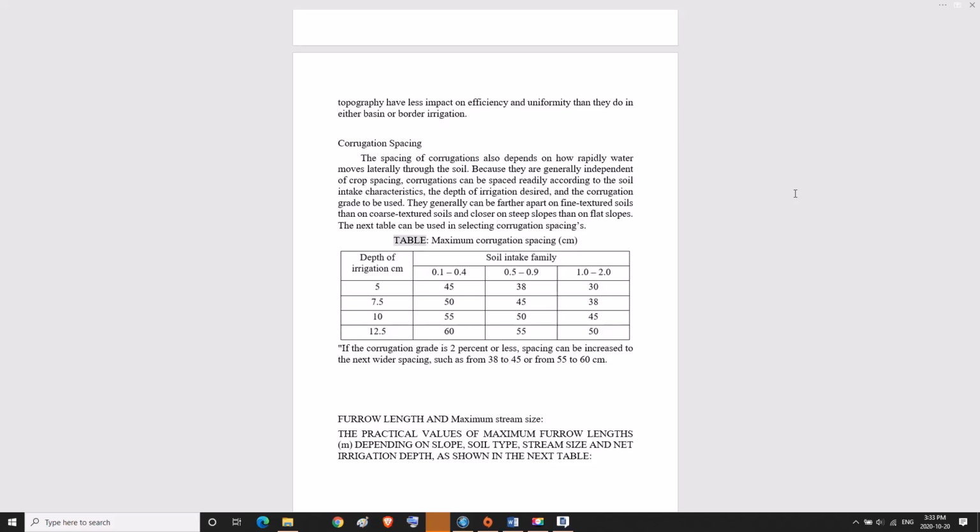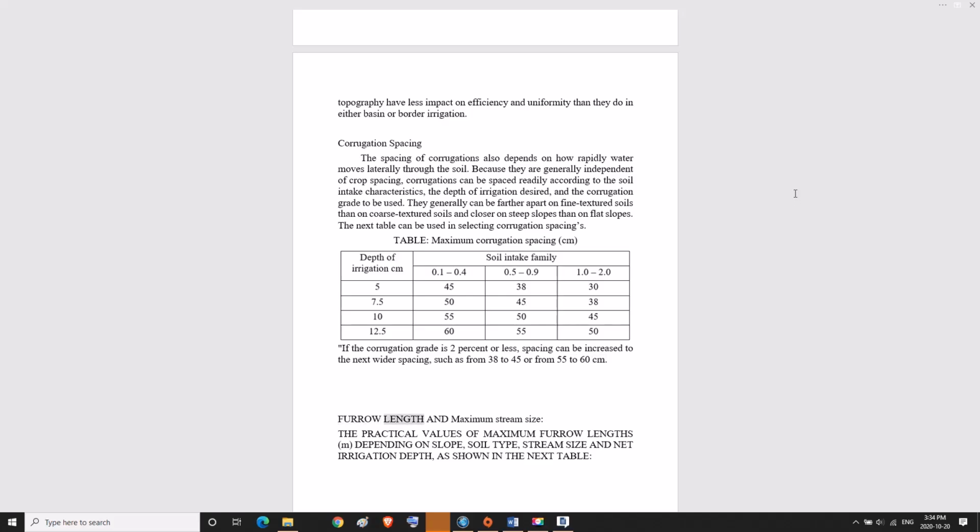Table, maximum corrugation spacing, cm. If the corrugation grade is 2% or less, spacing can be increased to the next wider spacing, such as from 38 to 45 or from 55 to 60 centimeters.